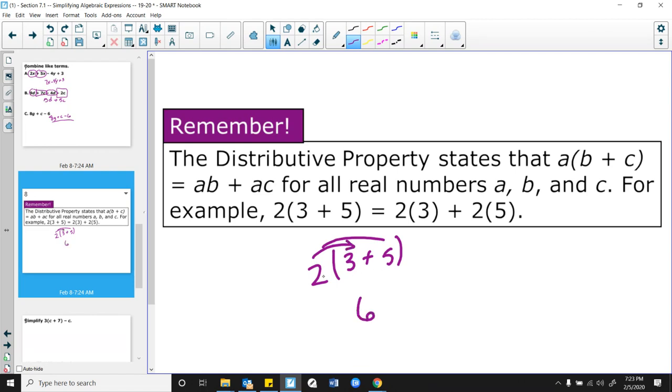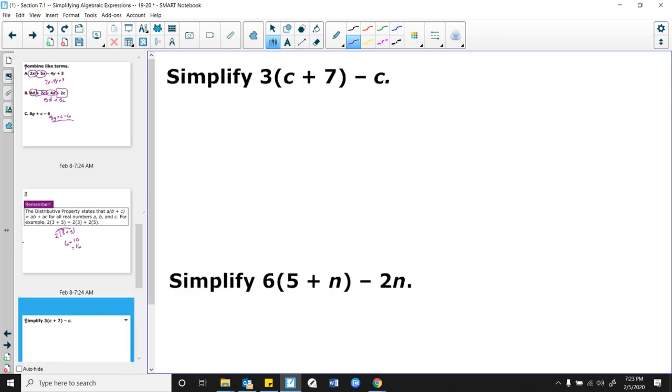And then I also have to distribute the 2 to the 5. So the 2 times the 5 over there is going to be 10. Now I can simplify 6 plus 10, and I get 16.